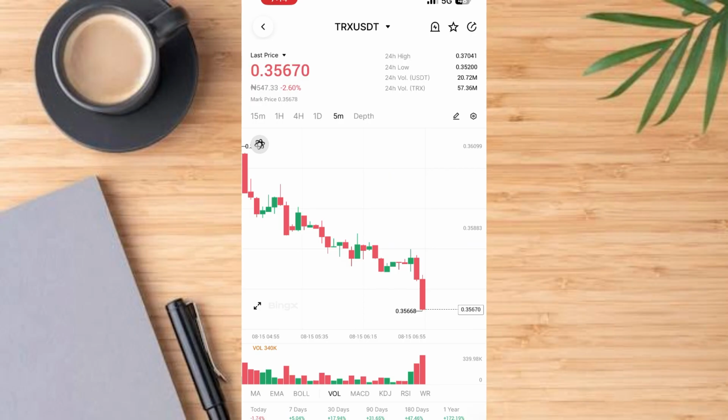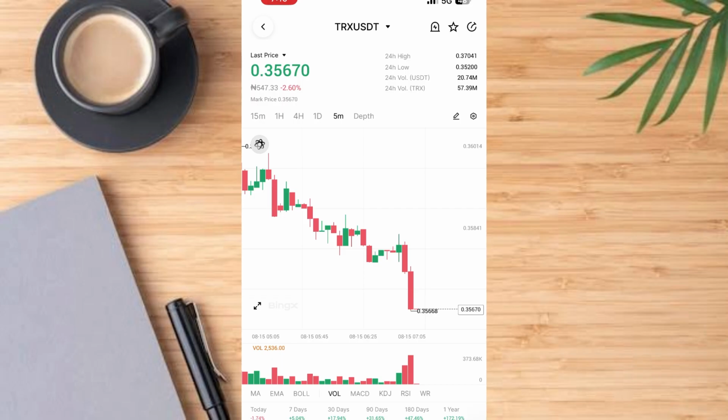Then if you take a look at what you see at the front, where you see 24 hours high, 24 hours low, 24 hours volume, then 24 hours TRS. Then in total, guys, in that 24 hours, the highest price of TRS is 0.37041, while the lowest price is 0.35200. The volume that has been entered into this market in that 24 hours is about $20 million, and the volume of TRS that has been traded is about 57.3 million TRS.